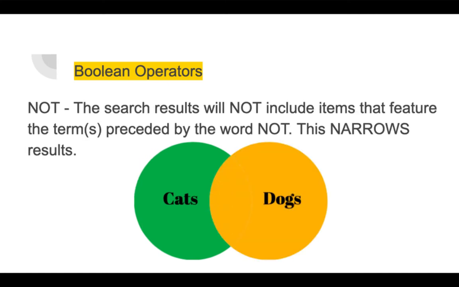The third Boolean operator to know is NOT. If you run a search with the word NOT between two words, the search results will not include the items that feature the term or terms preceded by the word NOT. So in this case, if I wrote cats NOT dogs, NOT precedes the word dogs, which means that I will not get any results that mention dogs. I will only get results that mention cats as seen in the Venn diagram. This then narrows our results compared to having an OR.